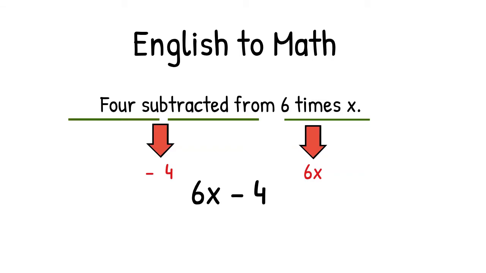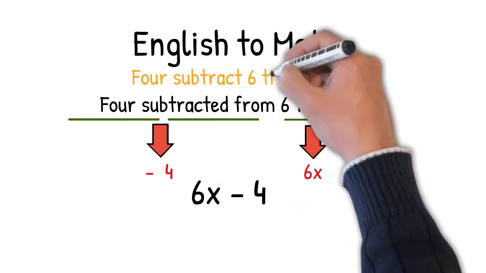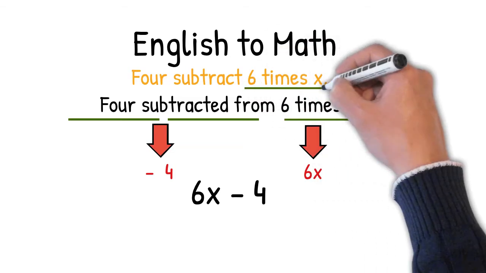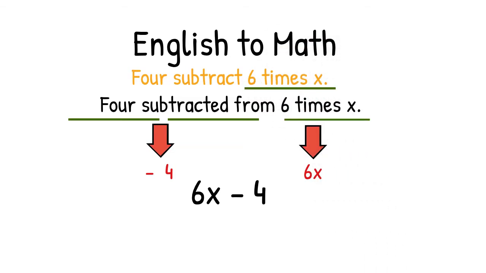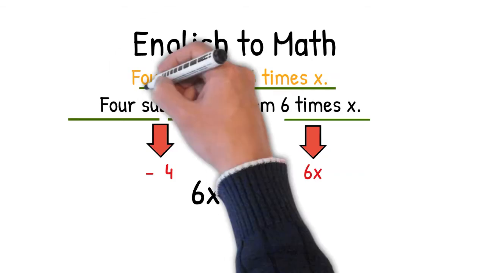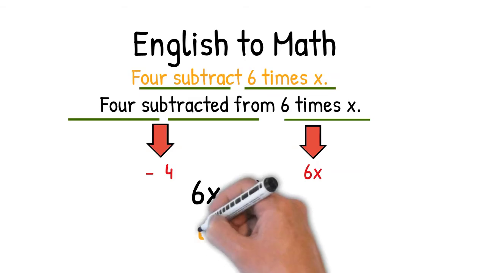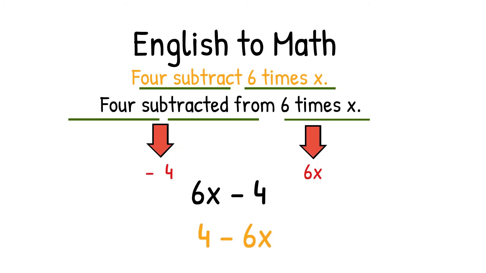If we change the problem just slightly, 4 subtract 6 times x, we end up with a different algebraic expression. Working in reverse, we have x, times it by 6, we get 6x just like before. But now, beware of the wording. We still have subtraction, but it says to subtract the 6x from 4. This gives us 4 minus 6x, which is very different from 6x minus 4. Be very careful with subtraction and division. Order makes a difference. Read the English carefully.